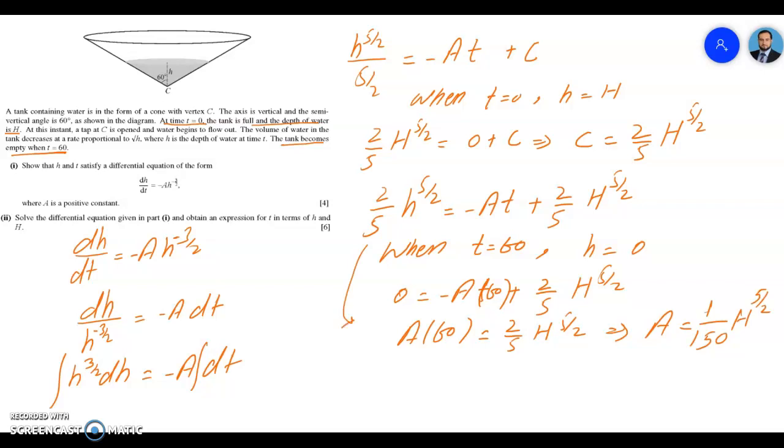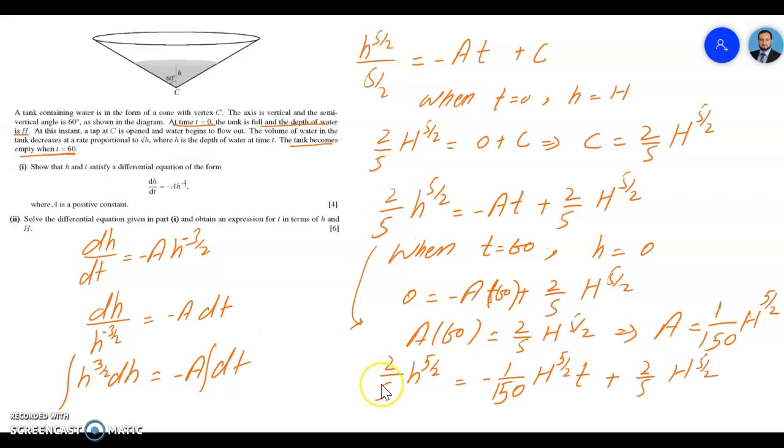So this equation will become 2 by 5 h to the power of 5 by 2 is equal to negative 1 over 150 H to the power of 5 by 2 t plus 2 by 5 H to the power of 5 by 2. Okay, we come up with this result, but it says obtain an expression for t in terms of h and capital H. So that means we have to simplify this further.